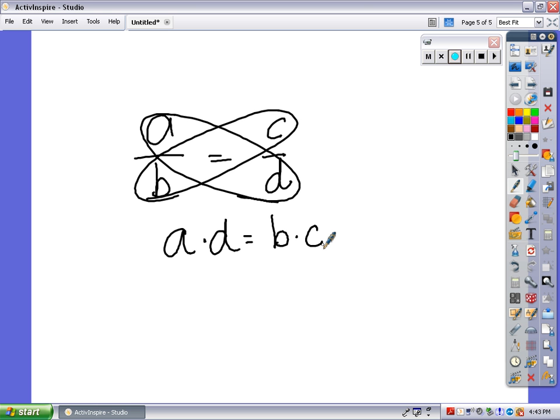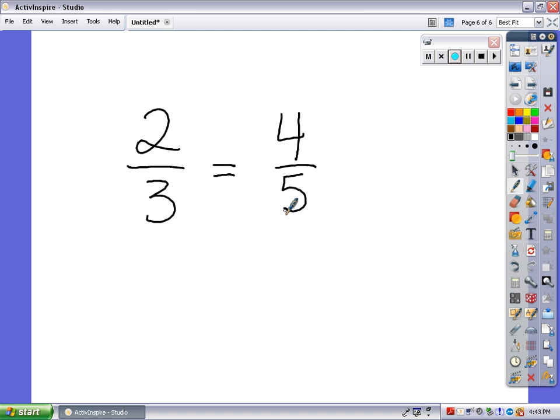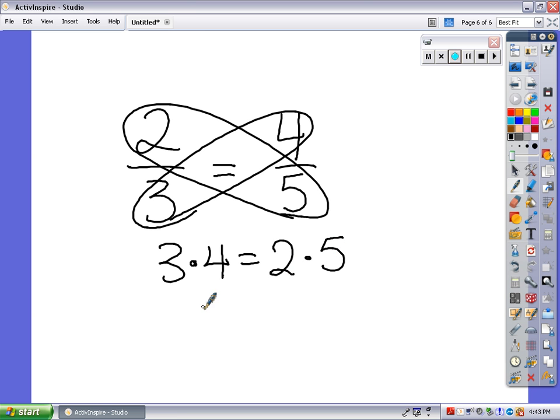Now, let's look at an example of a proportion. I'm going to do something simple. 2/3. Is it in proportion with 4/5? I don't know. Let's find out. Here we go. We're going to multiply 3 times 4 equals 2 times 5. Well, 3 times 4 is 12. 2 times 5 is 10. Uh-oh. They're not equal. So 2/3 is not in proportion with 4/5. Bummer.